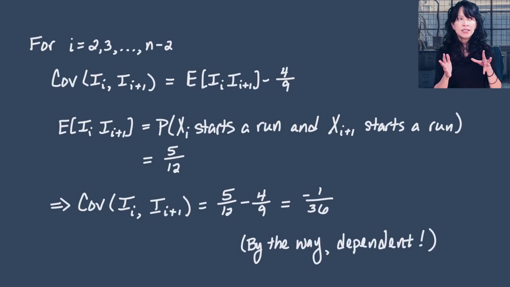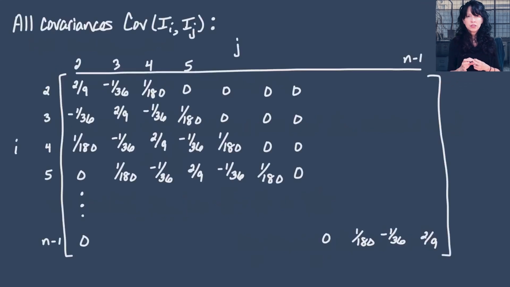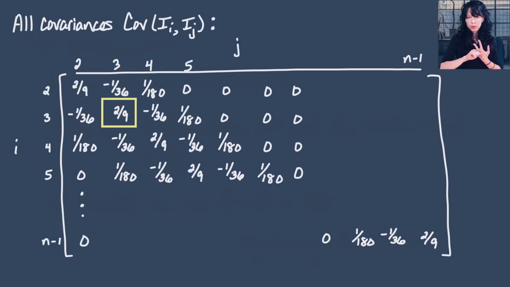I'm going to organize these and other covariances in a matrix. So the rows of this matrix are me going through the indices for the different indicators. So lowercase i is going from 2 to n minus 1. And here are my j variables. So what this is saying right here is the covariance between the indicator I sub 2 and I sub 2 is the variance of the indicator, and that's 2/9. That's the same for the indicator I sub 3, I sub 4. I have 2/9 running all the way down the diagonal here.